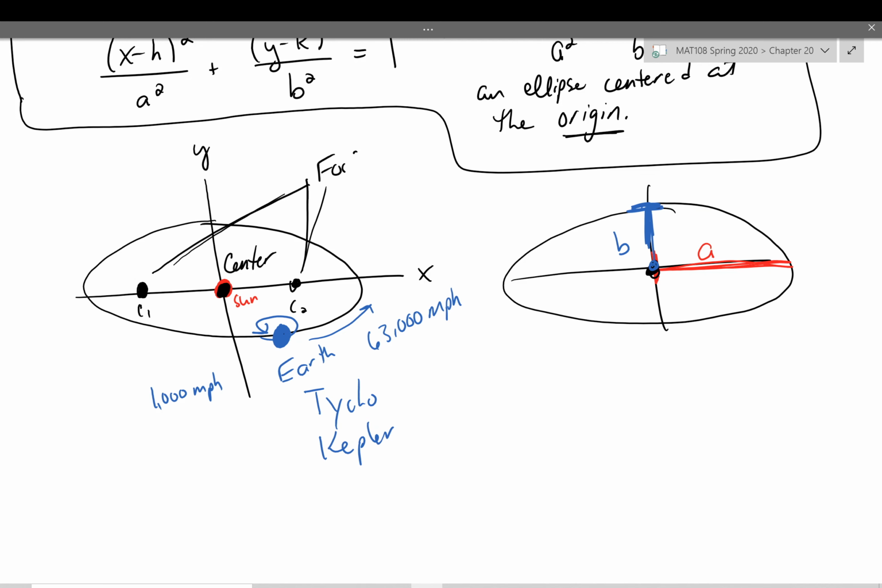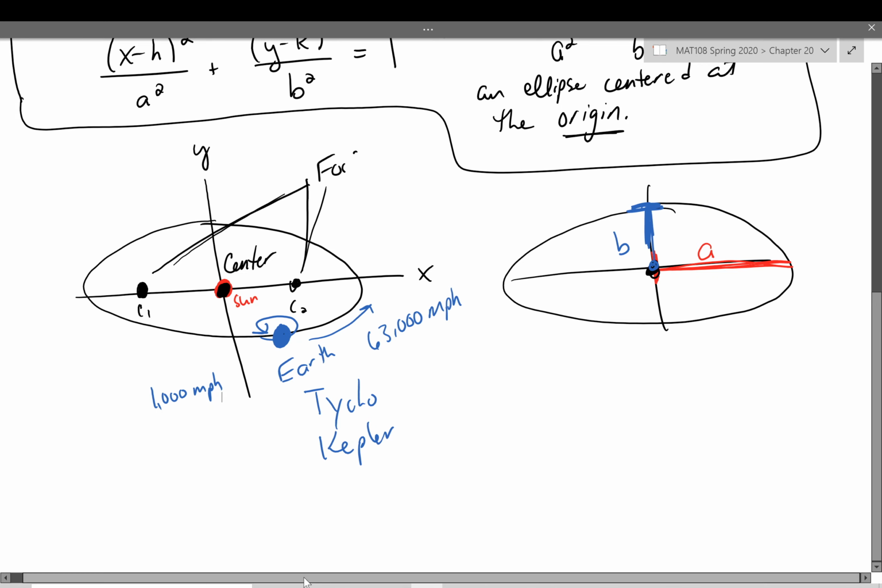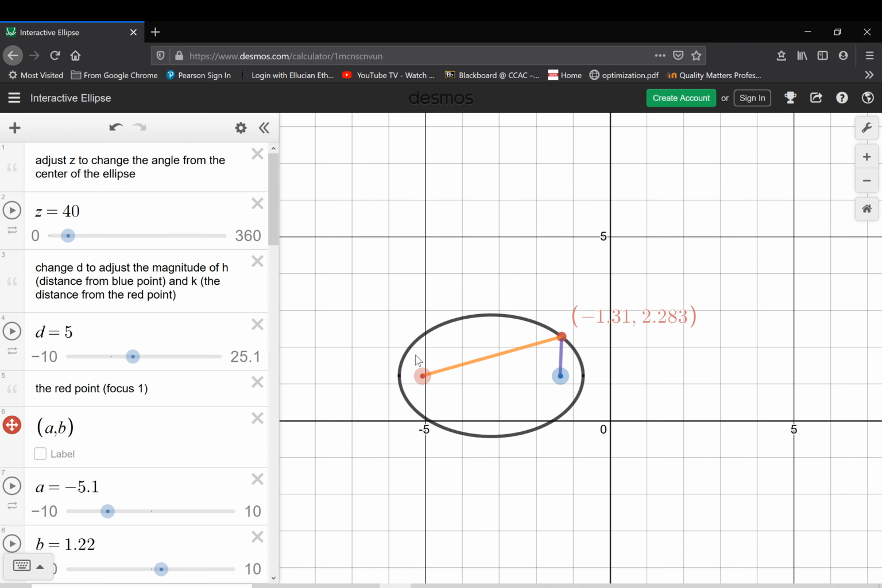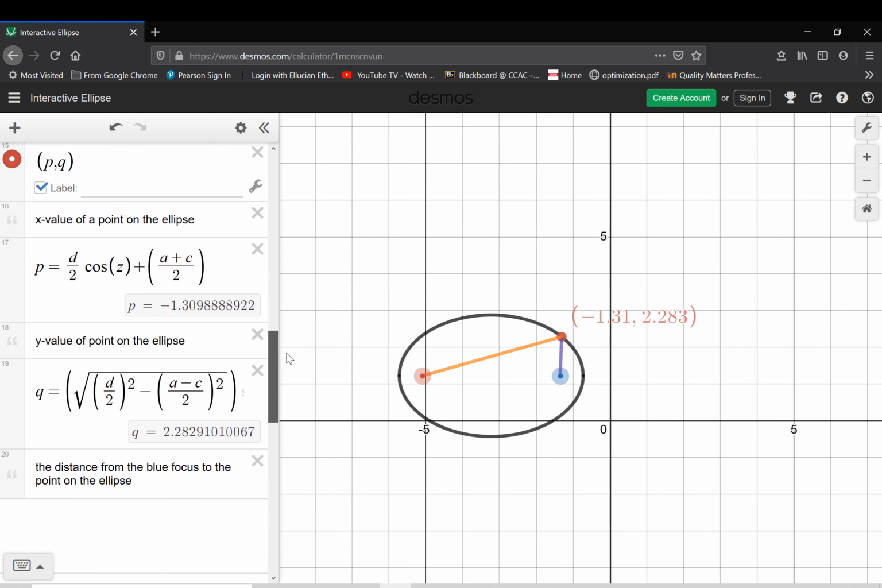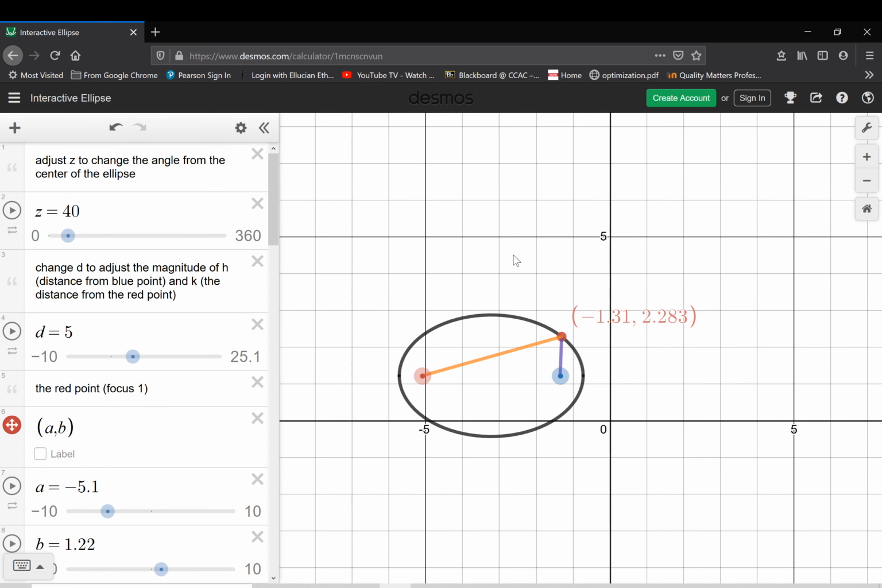Not only are we spinning at 1,000 miles per hour if you're at the equator, you've got to be at the equator, but you're also traveling through space at 63,000 miles per hour. So what I went ahead and did is in Desmos, I typed all this stuff in right here, and I'm going to show you how this works.